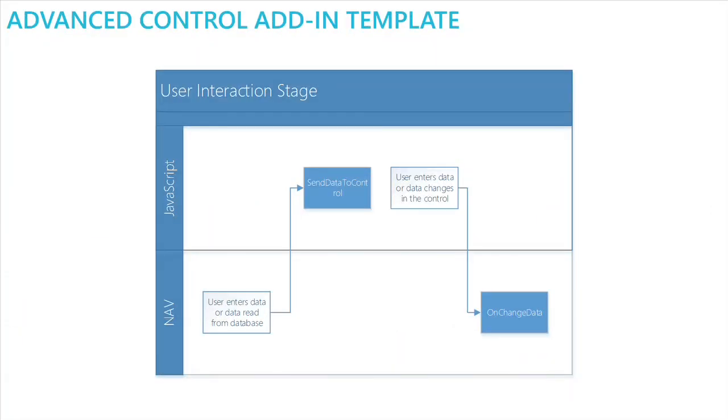The next stage is the user interaction stage. So user enters data into the control, or essentially this would be the trigger. Like you read something from the database and then you need to pass that on to the control. So you call this send data to control, and then it does whatever it needs to do. And then user enters something in the control or changes the context in the control. Then it calls this onChange data event. This is very similar to the concept that we have seen.